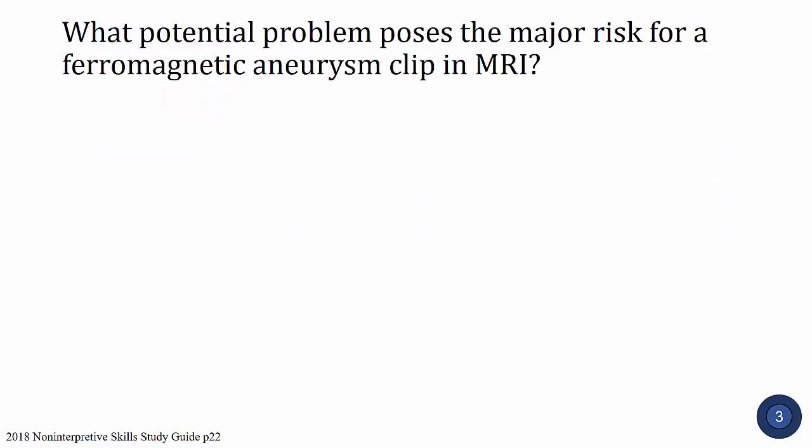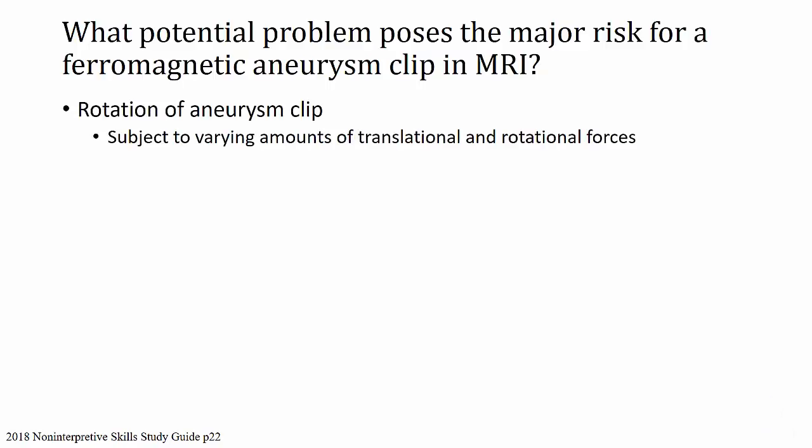Next question. What potential problem poses the major risk for a ferromagnetic aneurysm clip in MRI? And what can happen to that clip? That's the biggest problem. In general, it's the rotation of the aneurysm clip. When it goes into the magnet, it's subject to varying amounts of translational and rotational forces, and so if it rotates a certain way, obviously it can cause big problems.